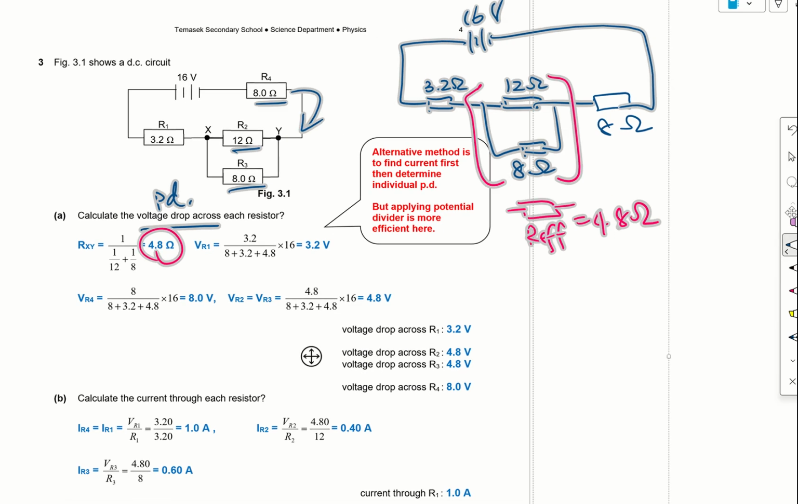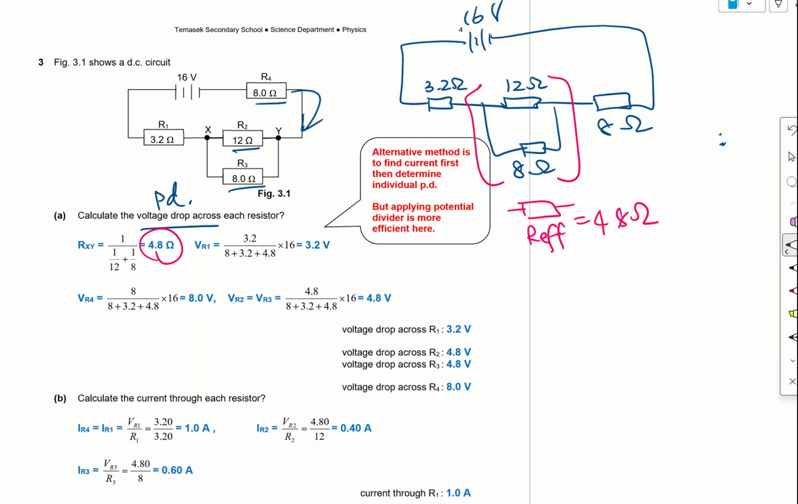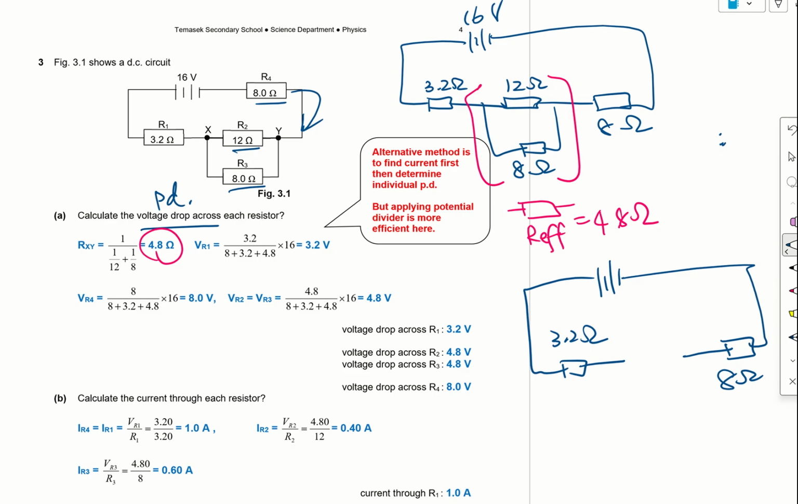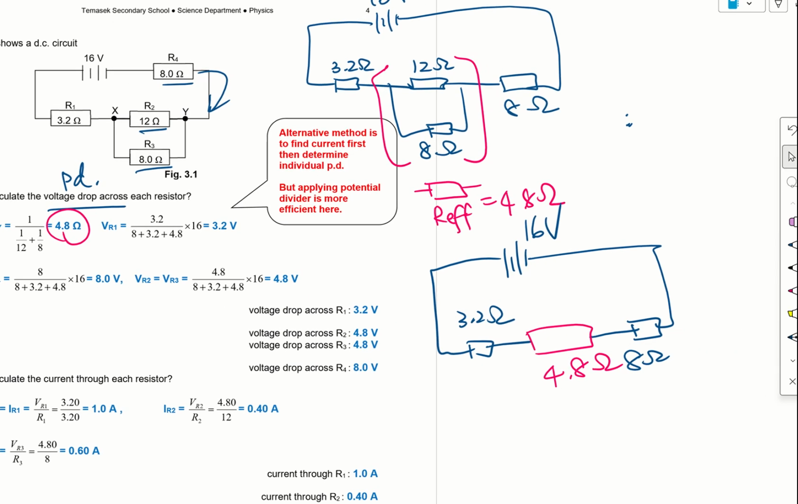So actually I can redraw everything. Because I never do anything to 3.2 ohms. I did something to the 12 ohm and the 8 ohms in parallel. My 8 ohms, the last 8 ohm, I didn't do anything. So I just put in my effective resistance of 4.8 ohm. And I redraw everything. So this circuit actually becomes simpler once you redraw it.